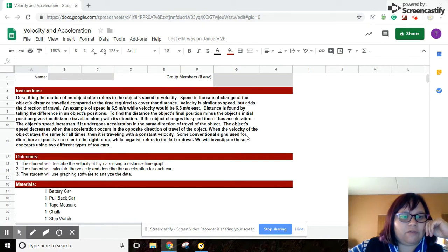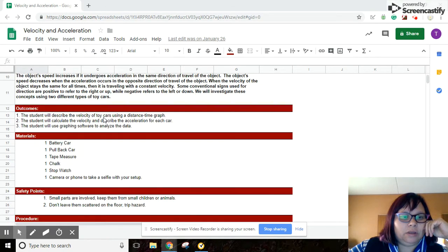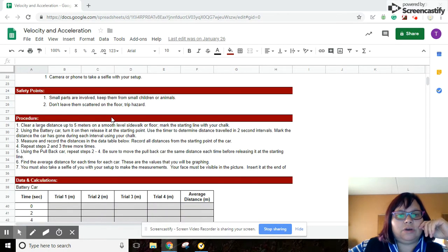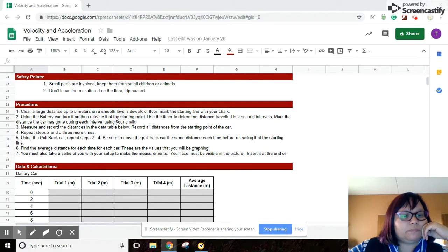So some things to look out for. You're going to be using two different cars and you're going to measure both distance traveled and time, and then you're going to use those measurements in order to determine acceleration. So first thing you're going to have to do is run these cars multiple times, and you want to look at the amount of distance that it's traveled in that amount of time.